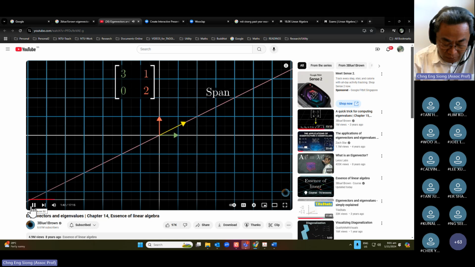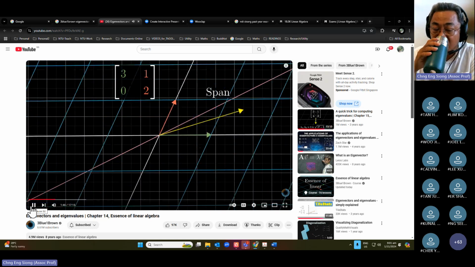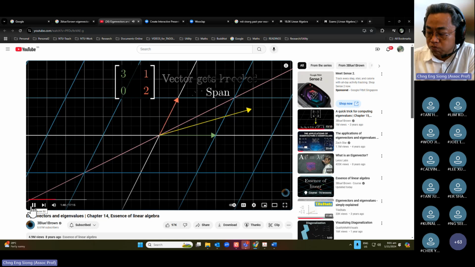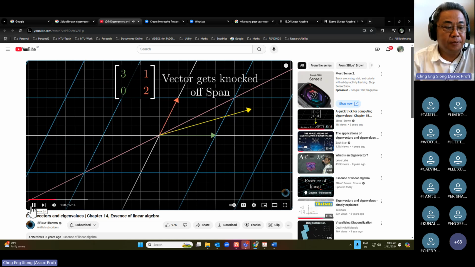The line passing through its origin and its tip. Most vectors are going to get knocked off their span during the transformation. I mean, it would seem pretty coincidental if the place where the vector landed also happened to be somewhere on that line. So basically he says that normally all the vectors we give you, after you transform AX, you'll get out of the span.